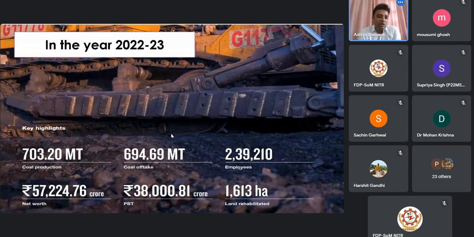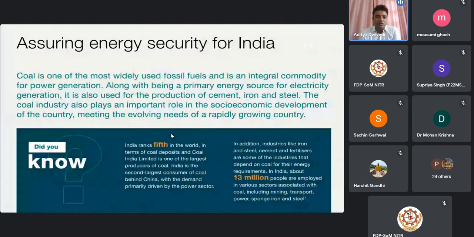Now, if you talk about the performance of 2022, it was 703 million tons. This is the overall performance, and more than 2,39,210 employees were working in Coal India in 2023.